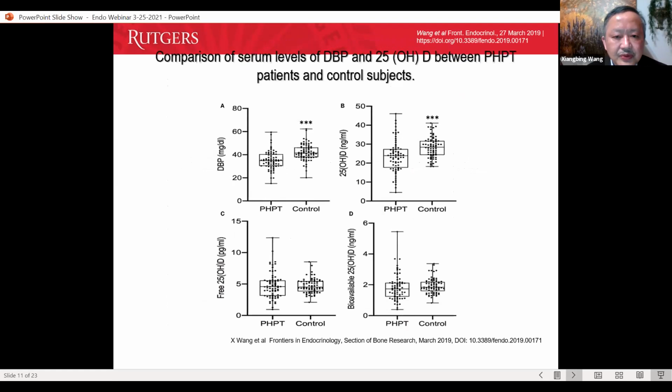So using a figure, we can see the D binding protein is lower in the primary hyper patients. The total vitamin D is lower, but the D binding protein is lower also. But the calculated free vitamin D is actually not different between the two groups, and the bioavailable is also not low in these patients. Okay, so we just ask: is this low vitamin D in primary hyperparathyroid patients a vitamin D deficiency, or just a low vitamin D?